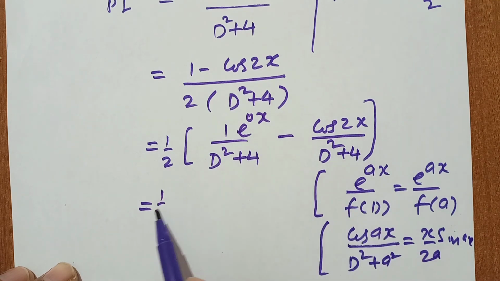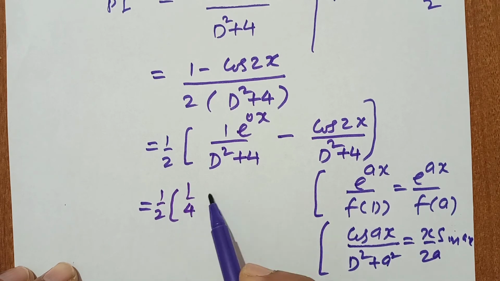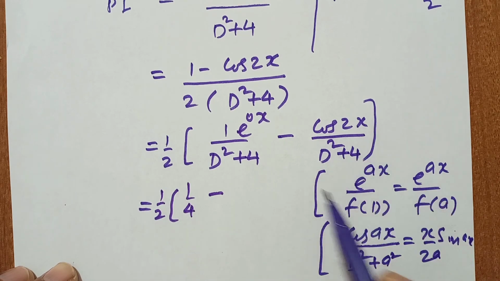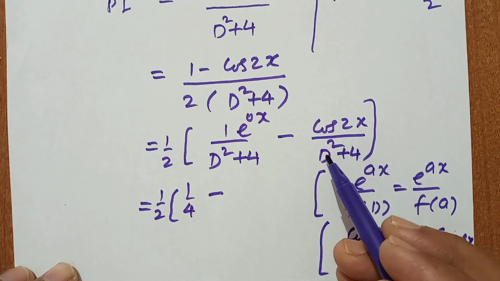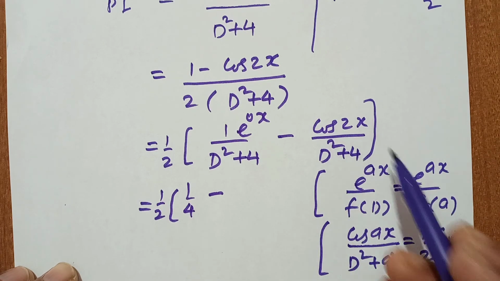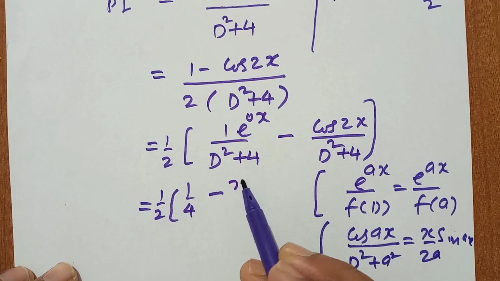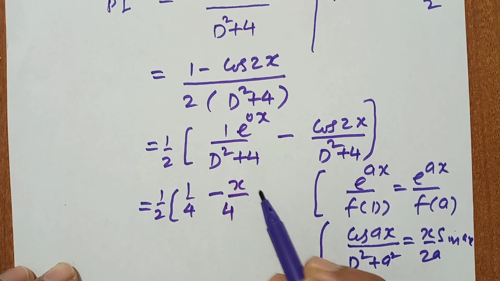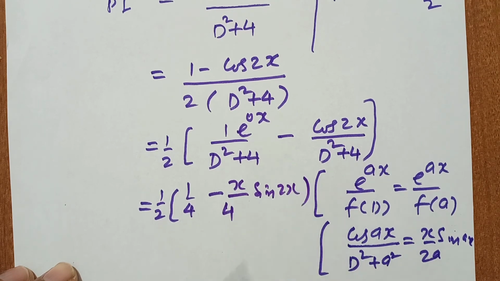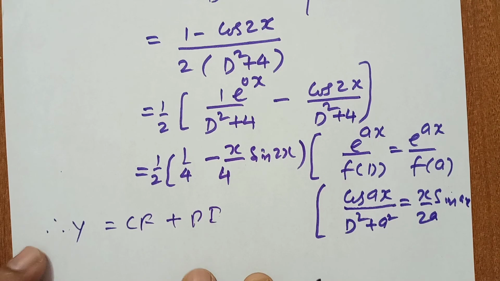So this is 1 by 4 minus cos ax upon d square plus a square is equal to x upon 2a sine ax. So here a is 2. Okay, a is 2. So here x upon 2 into 2, 4, sine 2x. Okay, so this is the particular integral. Therefore the solution is y is equal to CF plus PI.